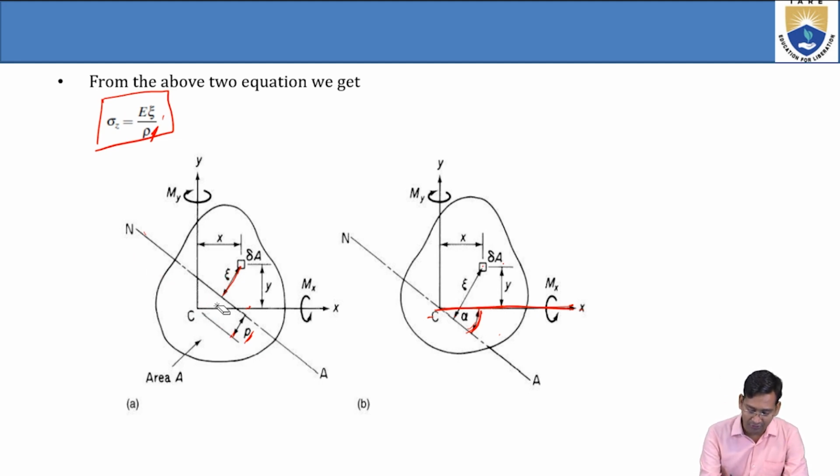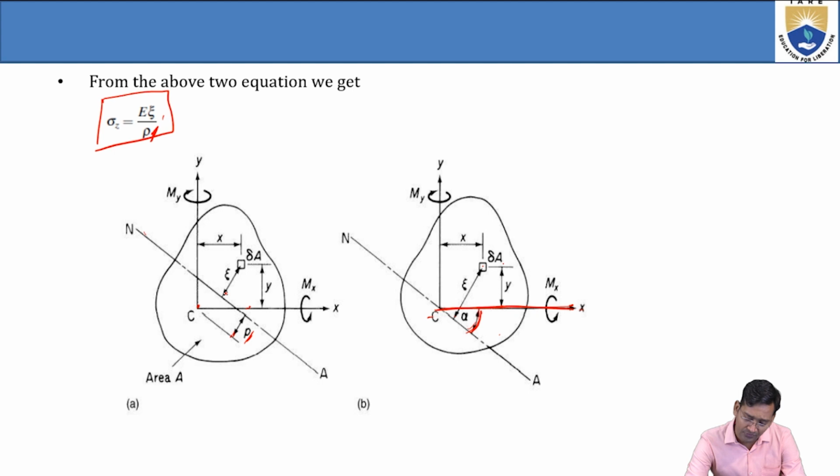Here in the figure what we have seen, the first case was the CG of this arbitrary section, and one plane is there, the neutral axis plane, along which the bending moment is zero. It is not experiencing any moment before bending and after bending.